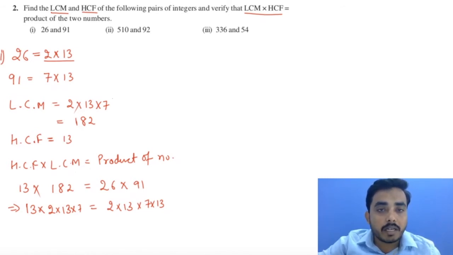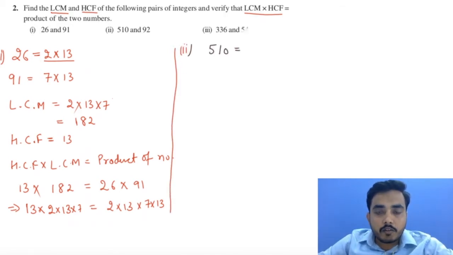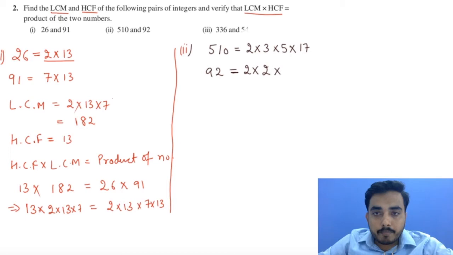Now let's move to part 2. The prime factors of 510 are 2 into 3, which is 6, into 5, this is 30. So 30 into 17 is 510. Now let's rewrite the prime factors of 92. So this is 2 into 2 again, so this is 4.